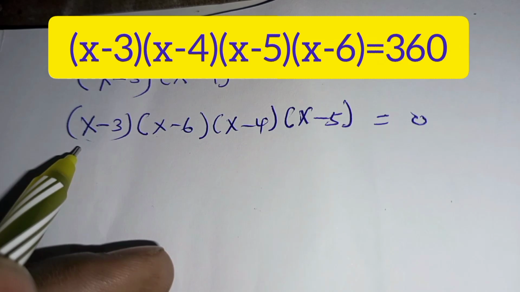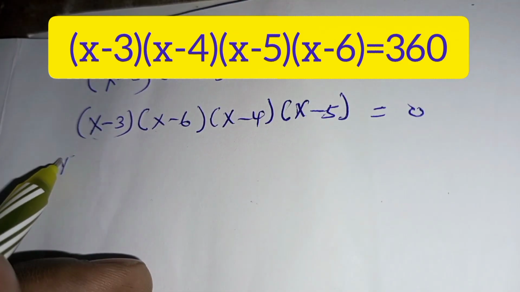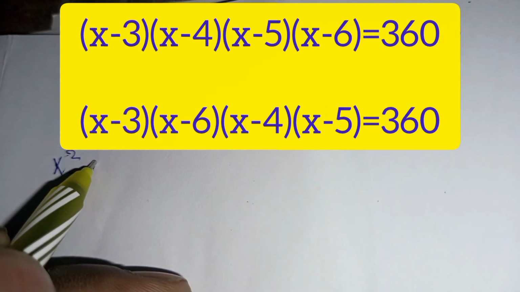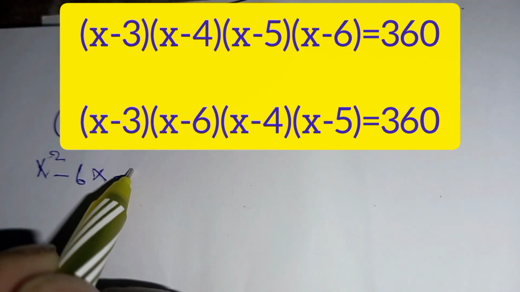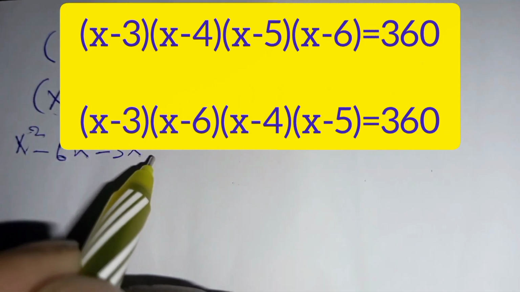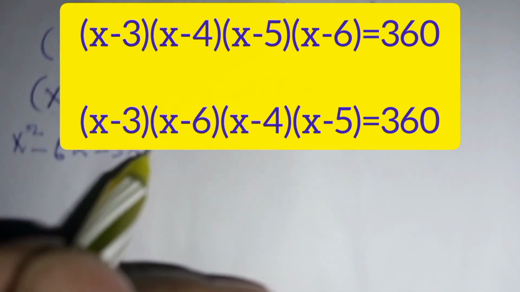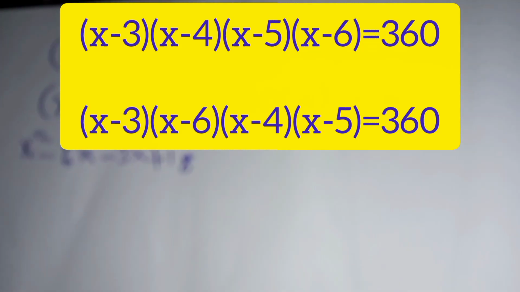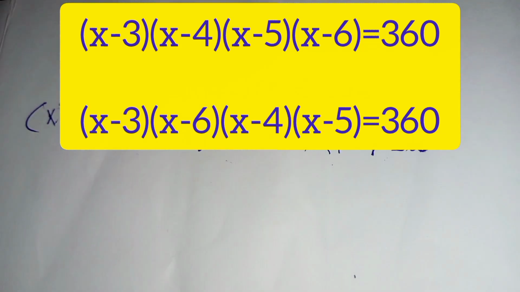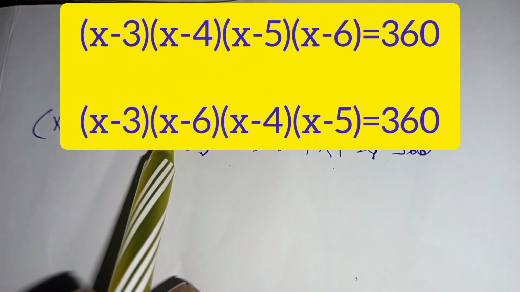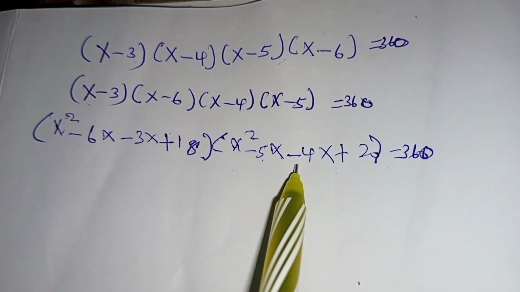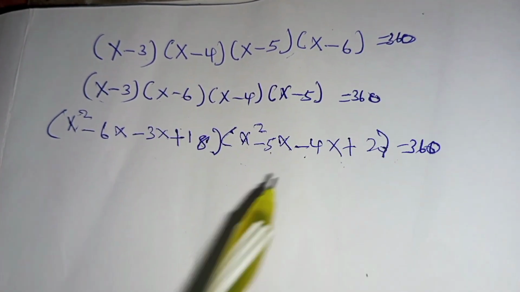We expand this one. x multiplied by x is x squared. x multiplied by negative 6 is negative 6x. Negative 3 multiplied by x is negative 3x. Then we have negative 3 multiplied by negative 6, which is 18. So here you are going to obtain the value of x, where x should be a real number. Expanding the first two terms and the second two terms, we have x squared minus 5x minus 4x plus 20 is equal to 360.